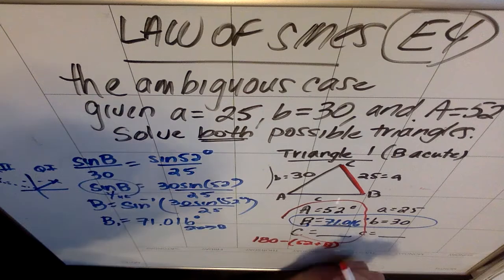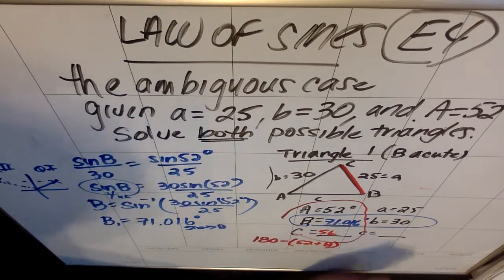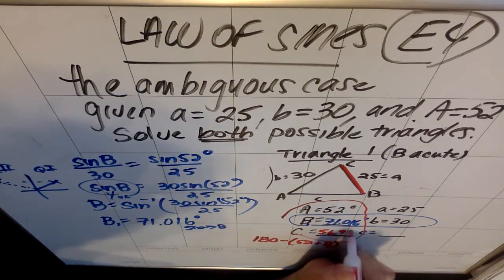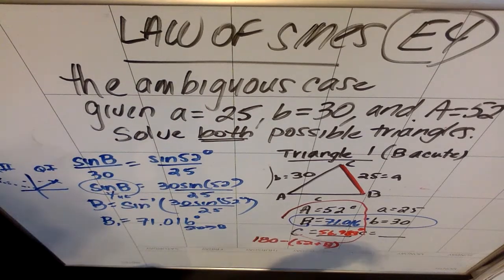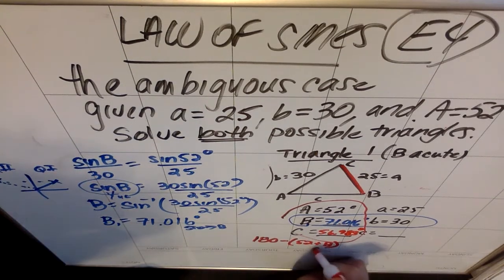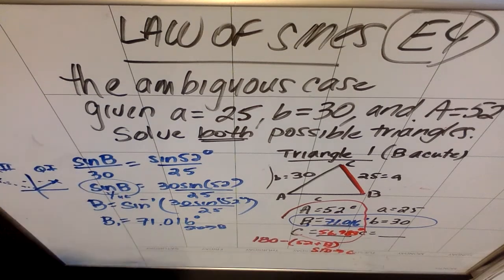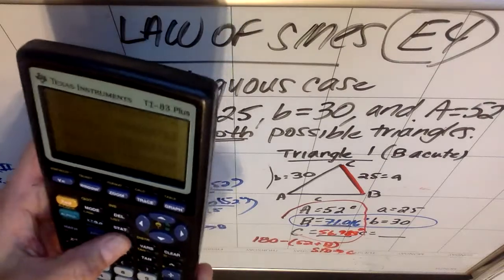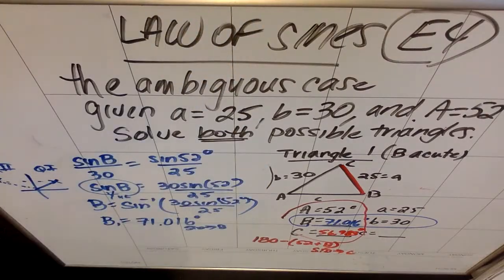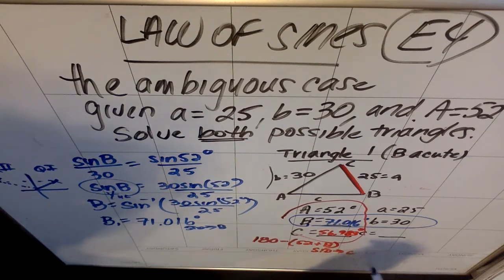So my C should be 56.983 degrees, right? And I'm going to store that as C because, again, I know I'm going to have to use it again. So I'm going to store it, hit alpha C and hit enter. So now I'm going to use the law of sines again to find little c.